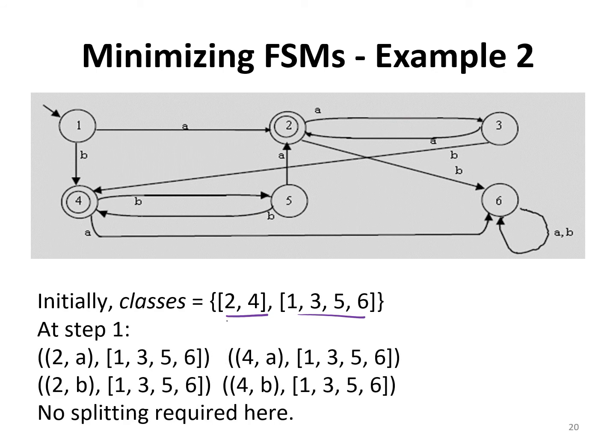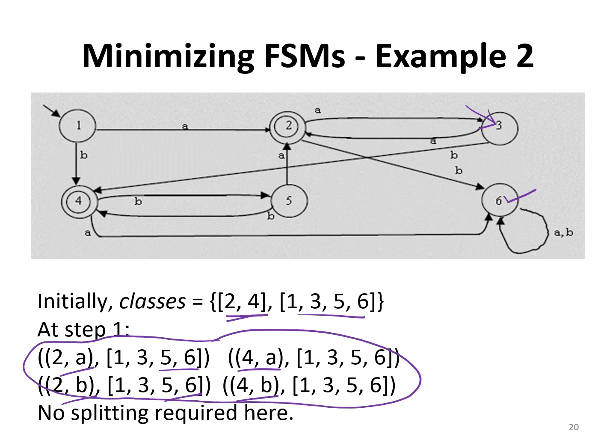So let us take up first class 2 and 4. 2a, 2b, 4a, 4b. 2a is going to state 3, which is in 1, 3, 5, 6 class. 2b is going to state 6, which is again in 1, 3, 5, 6 class. Similarly, on checking for 4a and 4b, we observe that both the states are in the similar pattern. It means 2a, 2b, 4a, 4b all are going to the same class 1, 3, 5, 6. That is 2 and 4 are indistinguishable states and they can be collapsed in the same state. So no split required here.